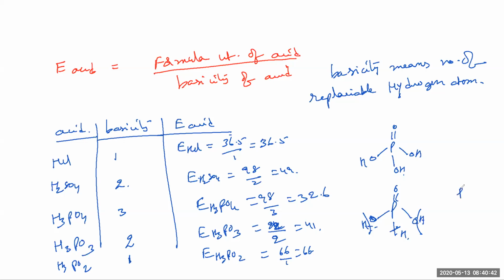Whereas in H3PO2, OH, double bond O, H, H. 2 of the hydrogen atoms are directly linked with the central atom through strong covalent bonds. These 2 are not replaceable. Only one OH group is there, that is the replaceable one. So that is the basicity. Any more doubt? Okay, next.